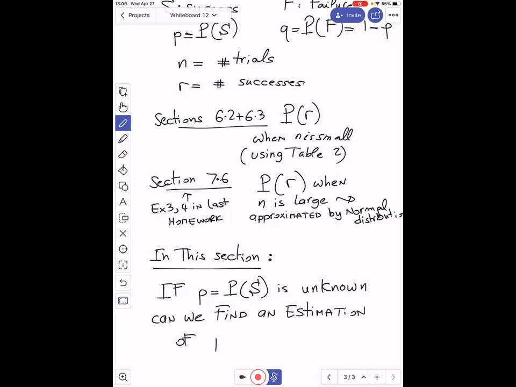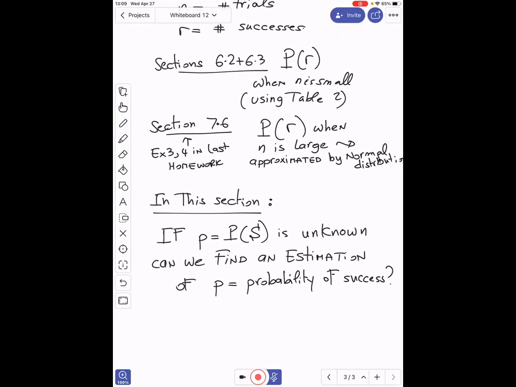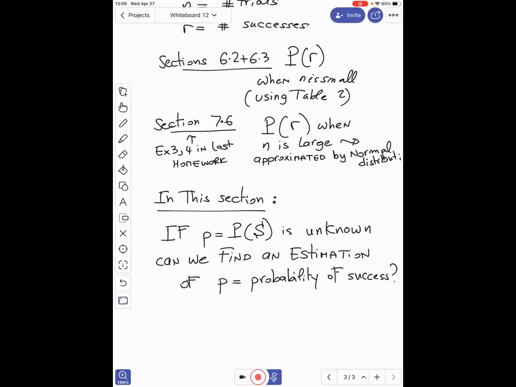Of P, probability of success. All right, guys.